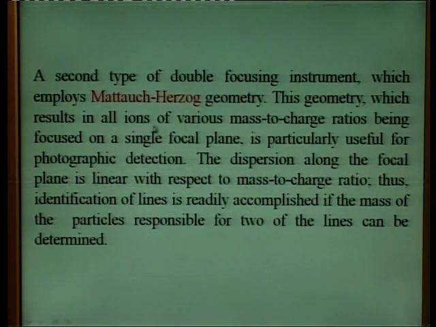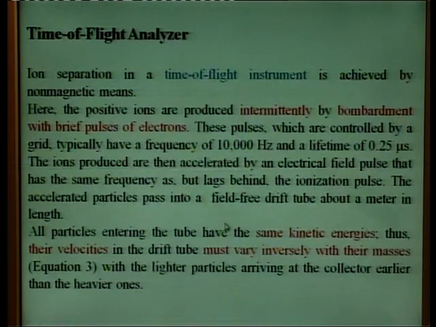It results in all ions of various mass to charge ratios being focused on a single focal plane, and is particularly useful for photographic detection. The dispersion along the focal plane is linear with respect to the mass to charge ratio. Thus, identification of the lines is readily accomplished if the mass of the particles responsible for two lines can be determined. Then the time of flight analyzer.